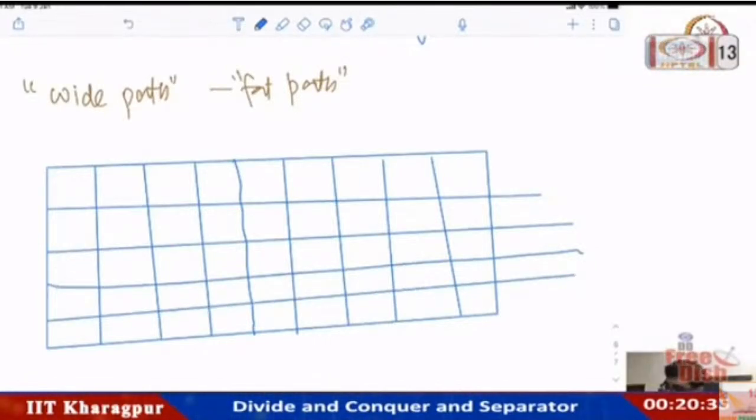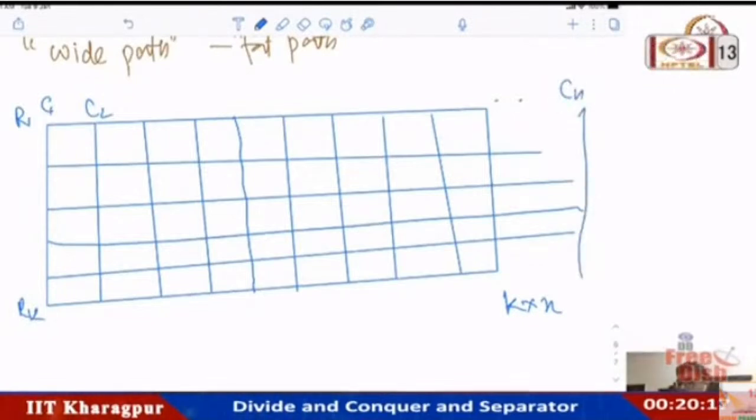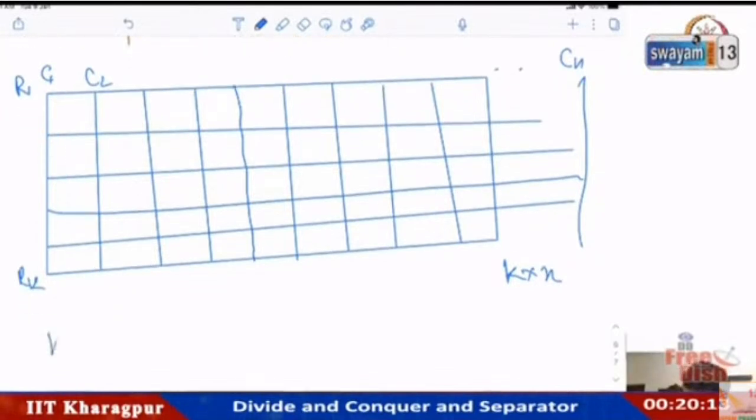Okay, so this is some k cross n grid, meaning there are k rows, R1 to Rk, and n columns. This is why I'm going to call it a k cross n grid. So notice k equal to 1 is nothing but a path.